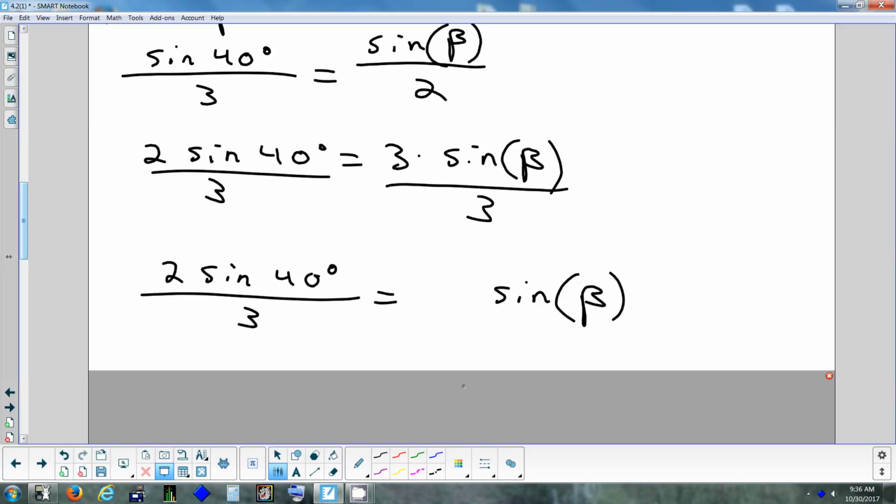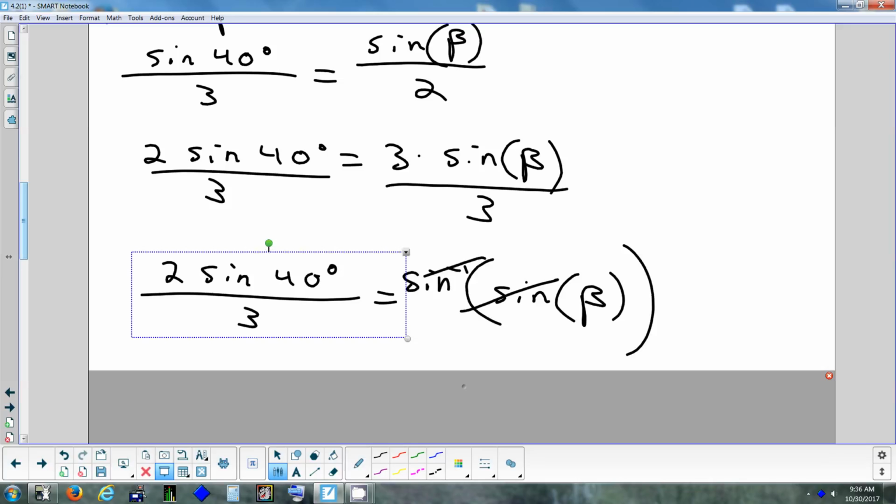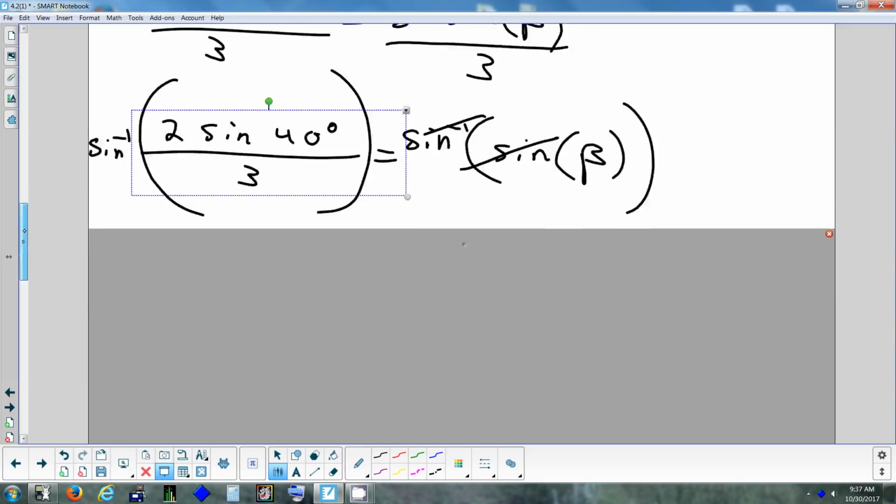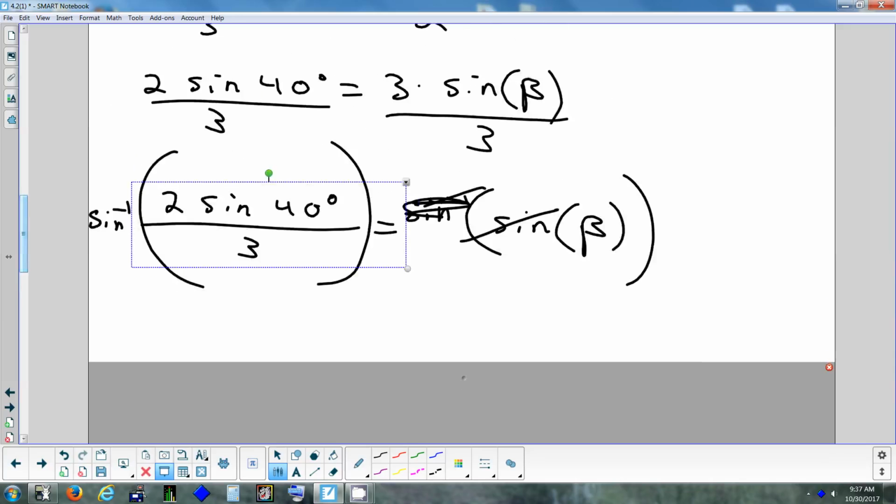Okay, so we're on the right track. You're thinking of another function, but cosine doesn't cancel out sine. We got another one, Katie? The inverse of sine? The inverse sine. Exactly. So you're going to take the inverse sine of that whole side, and that's going to cancel. And then you're going to take the inverse sine of that whole side. And that is your answer for beta. That's gone. So beta is the inverse sine of 2 sine 40 over 3.